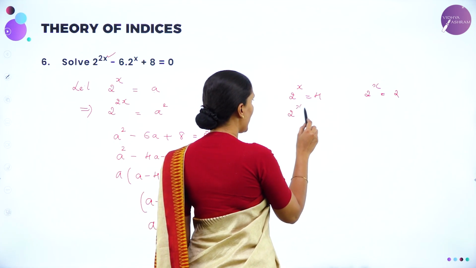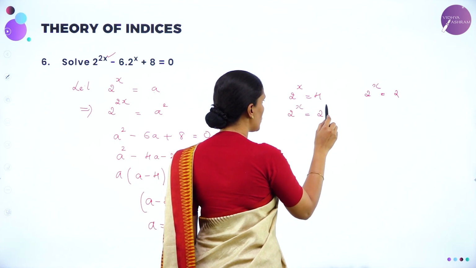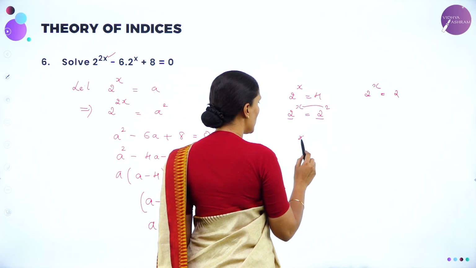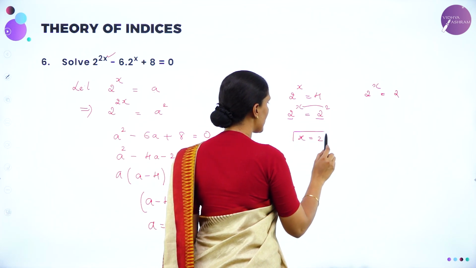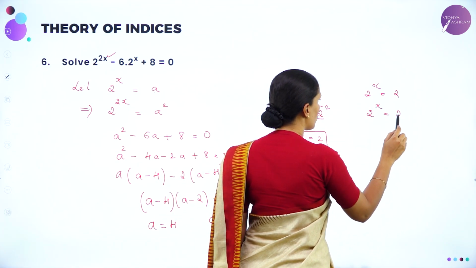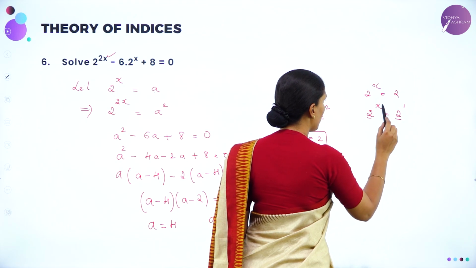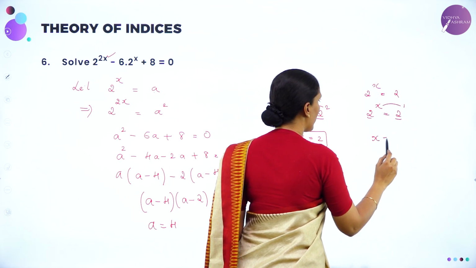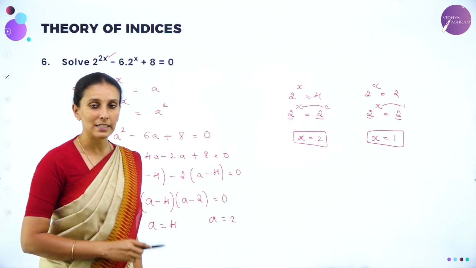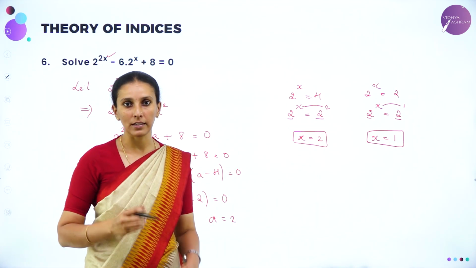Now to make the base same, I'll write this as 2 square. Now since bases are same, the powers are equal. So therefore here the value of x is 2. And here also 2^x can be written as 2^1. So bases are equal, therefore I can equate the power. So x is equal to 1. So therefore the value of x is x is equal to 2 or x is equal to 1.